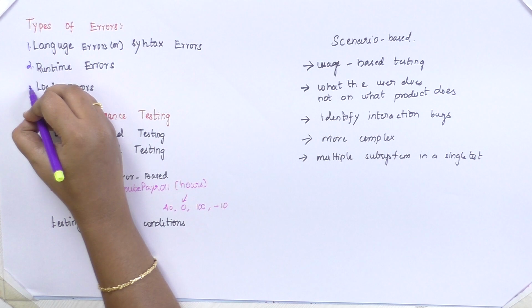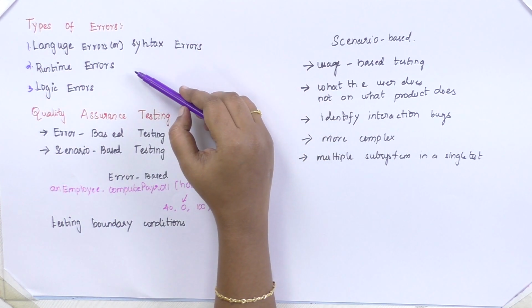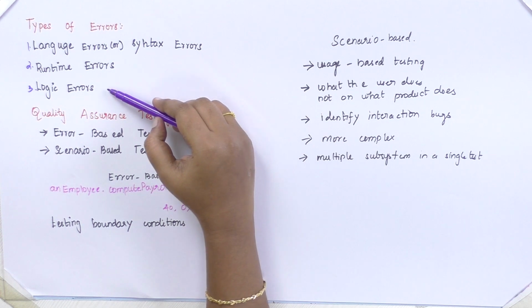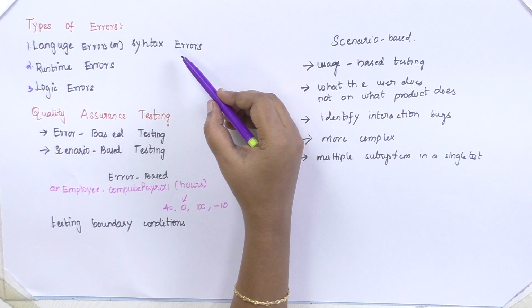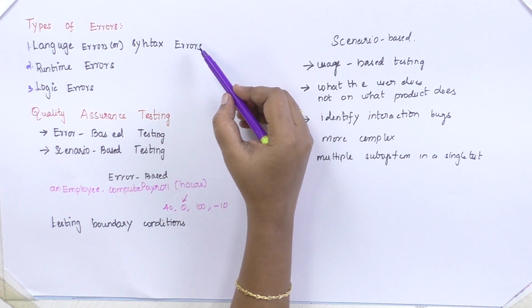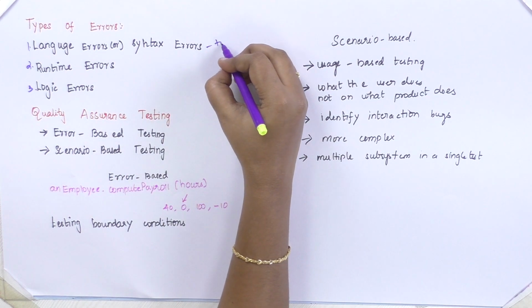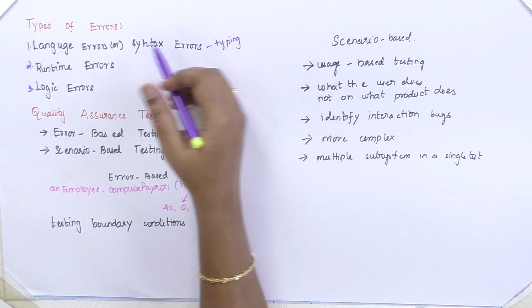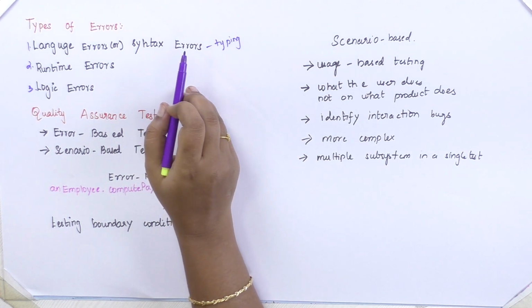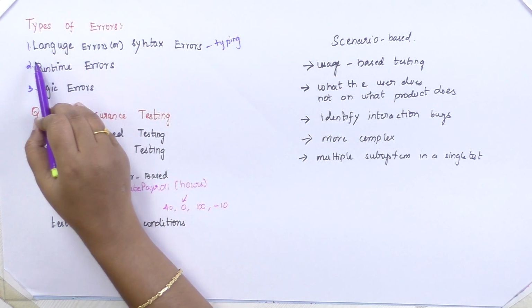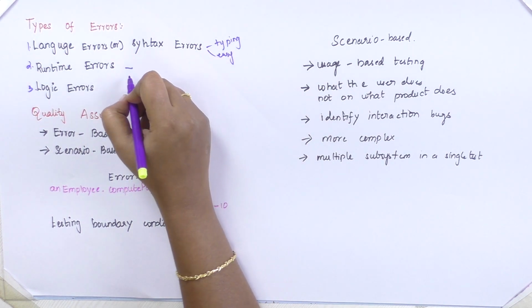There are three types of errors. One is language error or syntax error, the next is runtime error, and the third is logic error. A syntax error occurs if something has been typed incorrectly, like a keyword or some necessary punctuation marks. This type of error is very easy to detect.